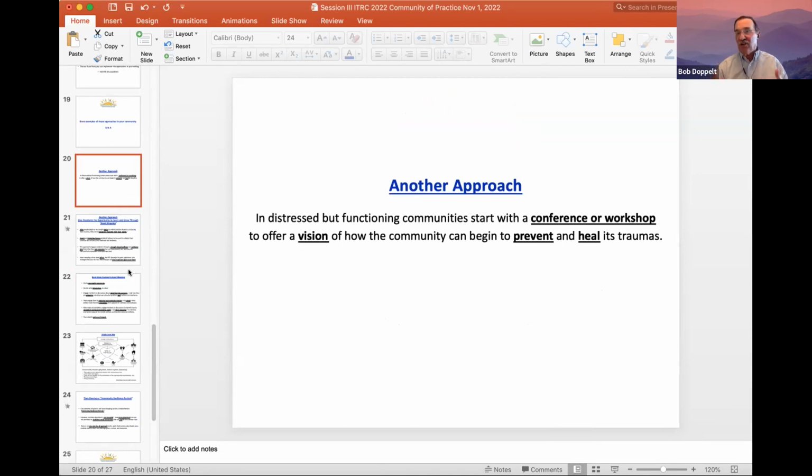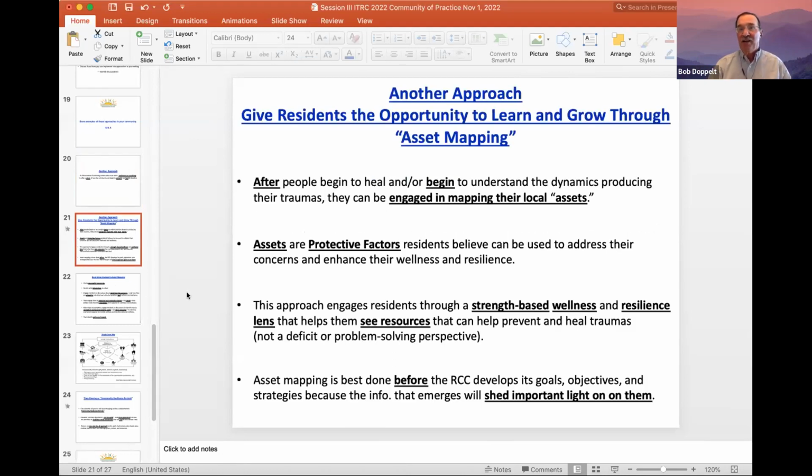But you can also just start holding some conferences or workshops in your community on these issues, bring in some speakers. You can even do it online. I do a bunch of them for different communities. I just did one yesterday. And so just get them thinking about it too. And you can take all the slides that we've done, develop your own slides and go start sharing that with people. Another approach is to give residents the opportunity to learn and grow by mapping their assets.